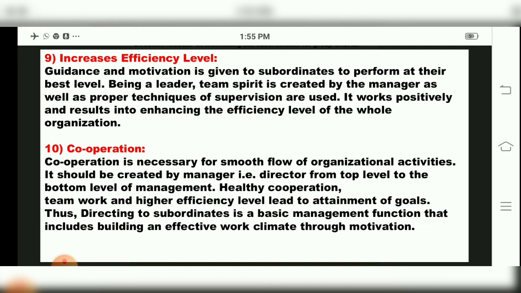So for this period we have studied directing, the definition of directing, children, and the importance of directing.